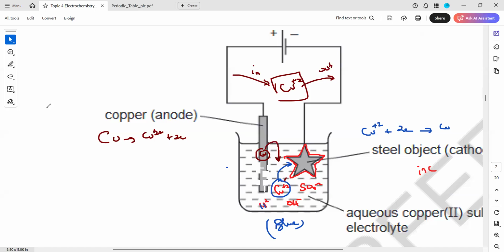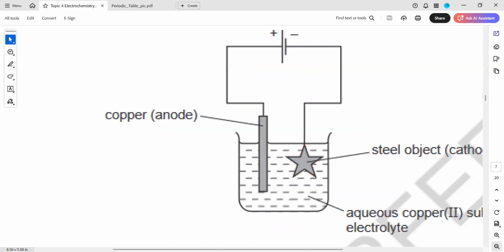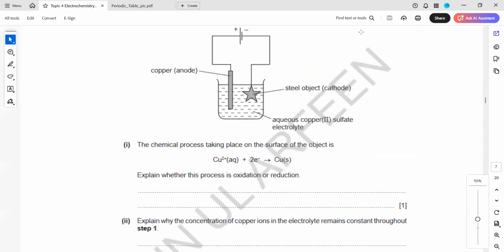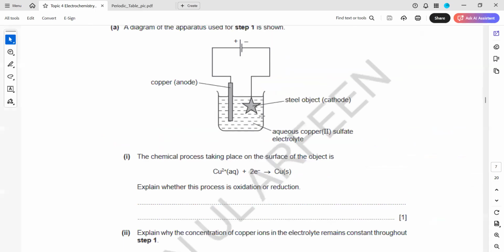Is it clear, the idea about this question? Yes, sir. Okay. Now we move on to the main questions. This was just the concept behind the question. So you can use the screen annotation now.